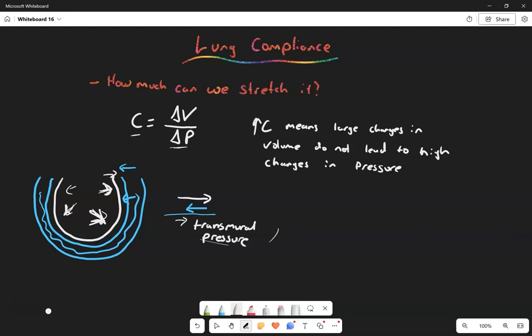So when we push on it and we change the volume, it is going to want to recoil on us, right? And so the recoil of the lungs is sort of dictated by this transmural pressure. And we will talk about the recoil of the lungs in a future video where we talk about the compliance and surfactant.